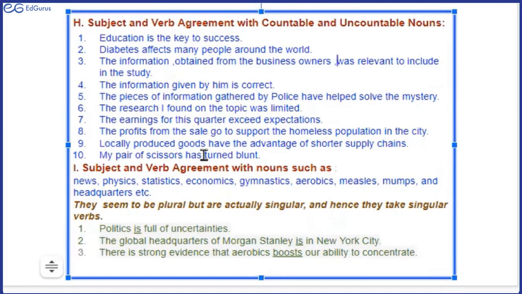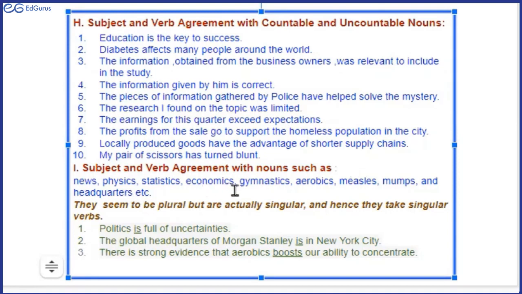Because scissors are actually what? They are a pair of two blades. Is this countable or uncountable? A pair is countable. But a pair is one single unit. So here it would be a singular verb. My pair has turned blunt. Is that clear? Yes. Now come to the next.